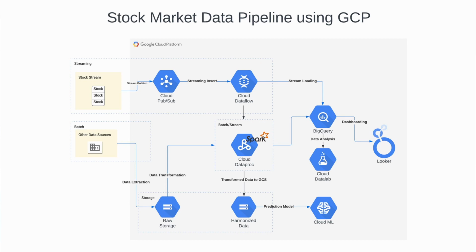So if you want to write some script and transform some data based on the frequency, you can use Dataflow. And after that, you can store your data onto BigQuery, and you can visualize it. Second is our batch pipeline.